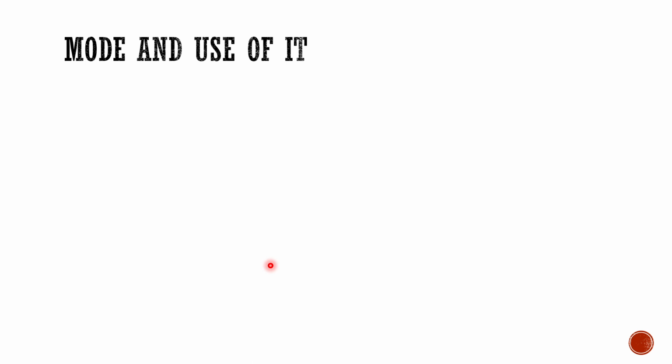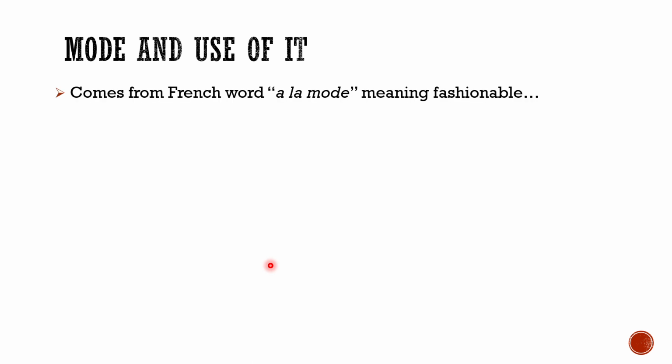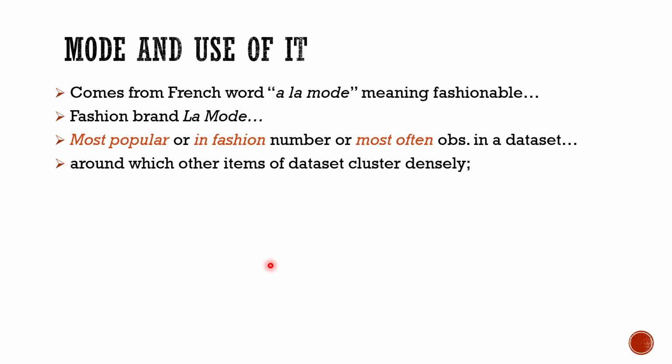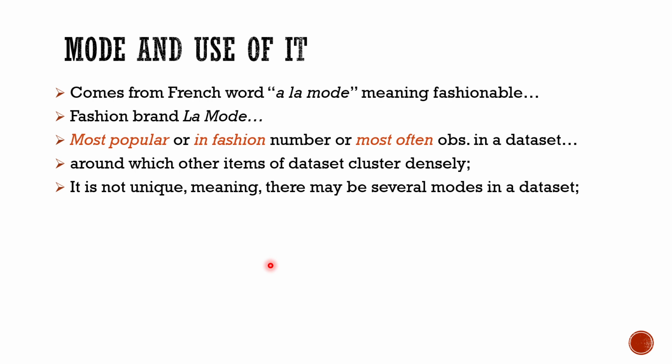So what is mode and what is its use? It comes from the French word la mode, meaning fashionable. You must have heard about the fashion brand La Mode. That is the essence of this name, which comes from the word fashion. So it is the most popular or in-fashion number, or the most often observed value in a data set, around which other items of the dataset cluster densely. So this is how we can get the gist of mode.